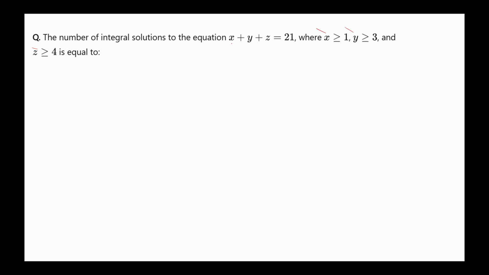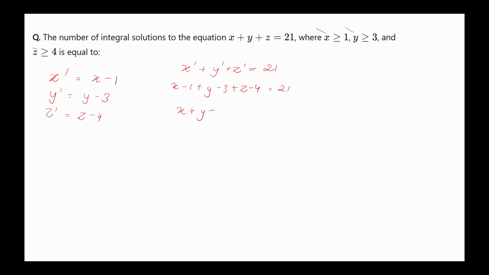What I do is, instead of x, let's say I assume an x dash. This is x minus 1, since x has to be greater than or equal to 1. For y dash, I assume it to be y minus 3. And for my z dash, I assume it to be z minus 4. Now I say that x dash plus y dash plus z dash should be equal to 21. Now I can distribute this among these 3 variables. Let me just substitute it. x minus 1 plus y minus 3 plus z minus 4 is equal to 21.